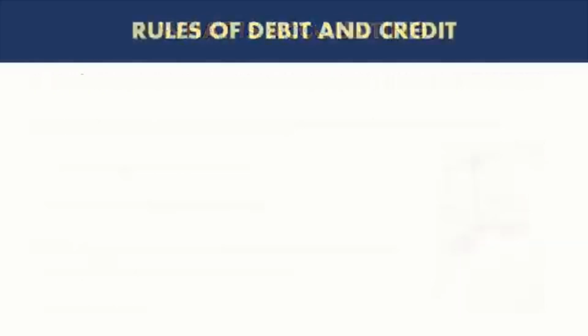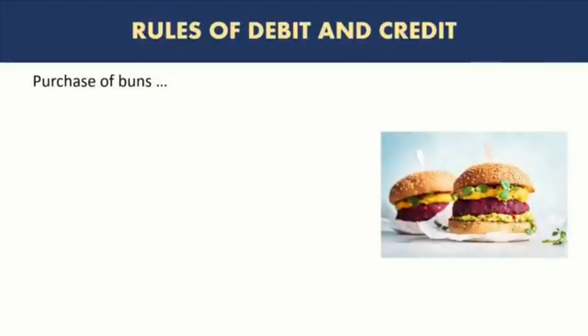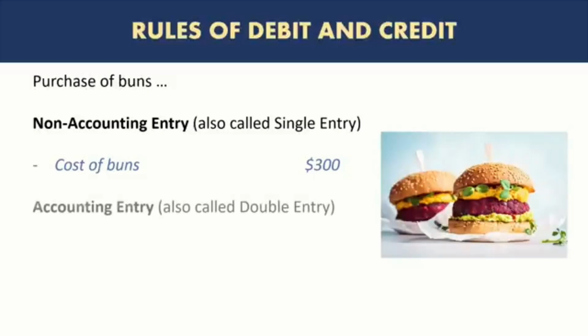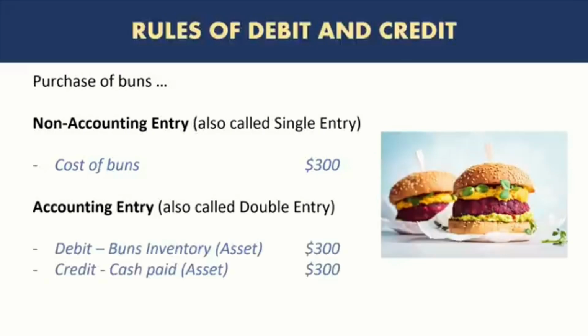So let's take a look. The first example, purchasing of buns, how will we record it? Well, a non-accounting entry, which is also sometimes called single entry, will be, for example, cost of buns, $300. If you're not an accountant and you are recording this transaction, you would just be recording a single line showing the cost of buns. However, an accountant will record it as a double entry with debit and credit. The entry will look something like debit buns inventory, which is an asset, $300, and credit cash paid, which is also an asset, $300.